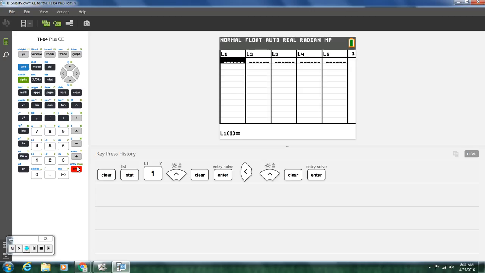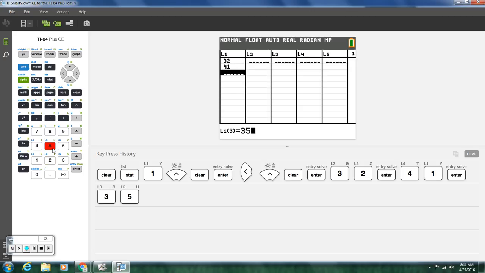Alright, now we're going to put our numbers in L1. Just type in those numbers, making sure you hit Enter each time.